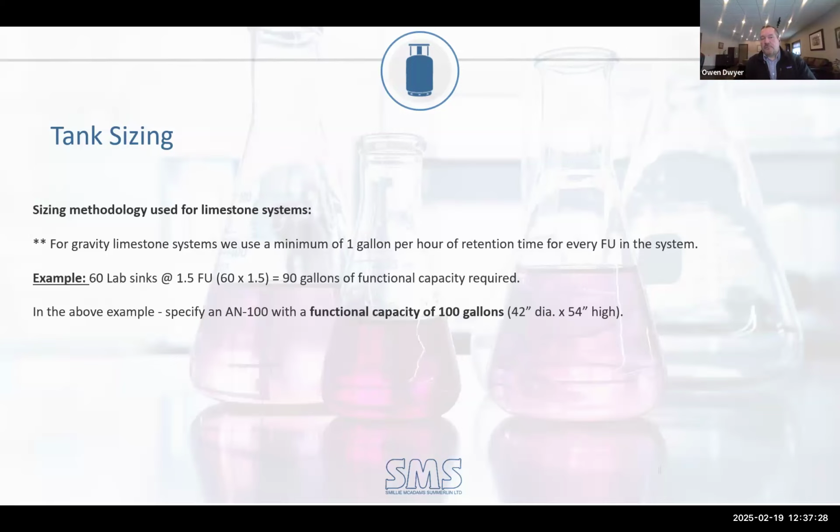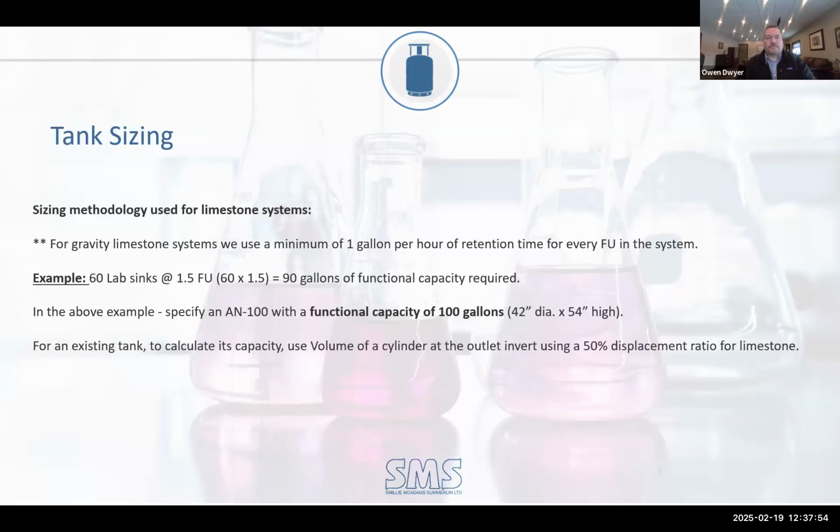So in the above example, I would specify an AN100, since I'm getting close to 90. There's probably no such thing as a 90-gallon unit. They're typically in 25-gallon ranges as they get larger. So you would specify in this case an AN100 with a functional capacity of 100 gallons. So that tank would probably be in the 42 by 54 inch size range.